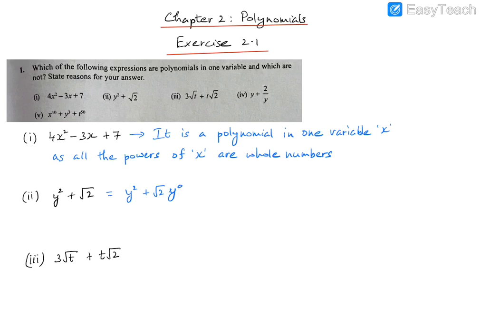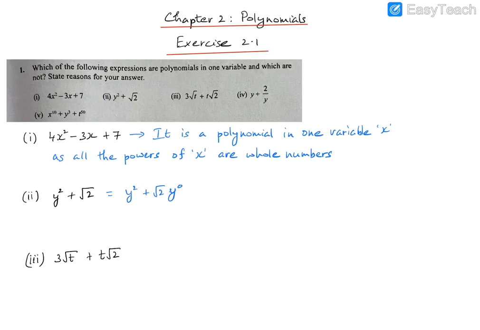So we clearly see that it is an algebraic expression in only one variable, which is y, and the powers of the variable y are 2 and 0. For the first term, the exponent is 2, and for the second term, the exponent is 0. Root 2, which is 2 power half, we are not concerned about the power of the number. We are concerned only about the power of the variable. If the power of the variable is not a whole number, then it is not a polynomial.